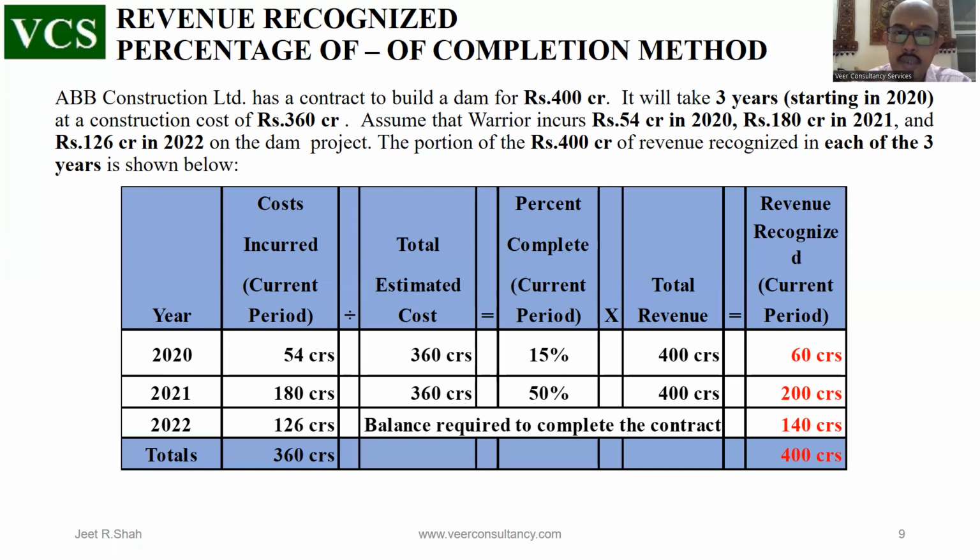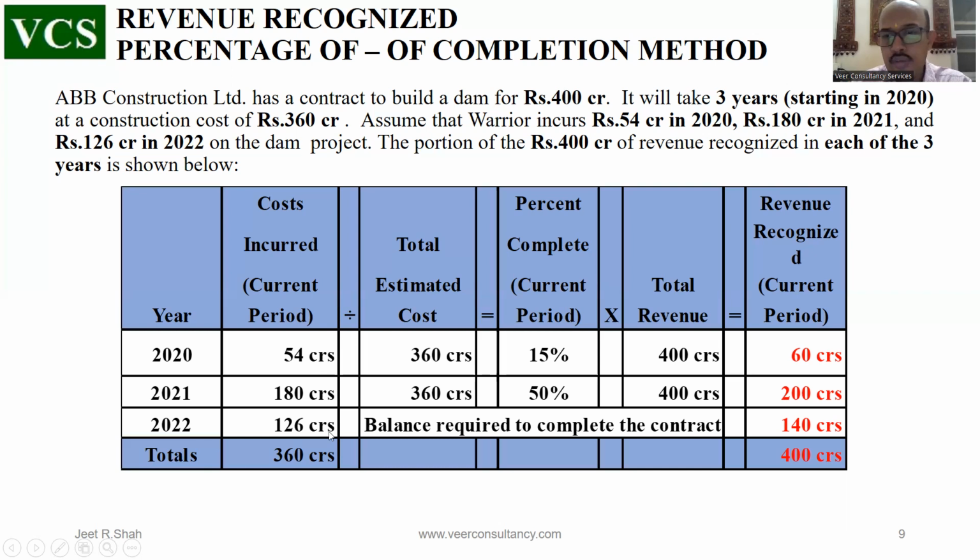Similarly, in the year 2021, you're going to incur a cost of 180 crores. Total cost is 360 crores. So if I do 180 divided by 360, how much contract have you completed? You have completed 50% of the contract. So over here, total revenues are 400 crores. So when I say 50% of 400 crores, the revenue you're going to recognize in the current period is 200 crores. Then the cost that I incurred in the last year, that is 2022, is 126 crores.